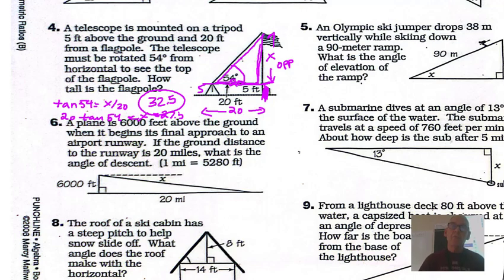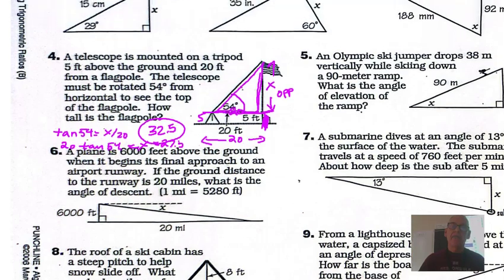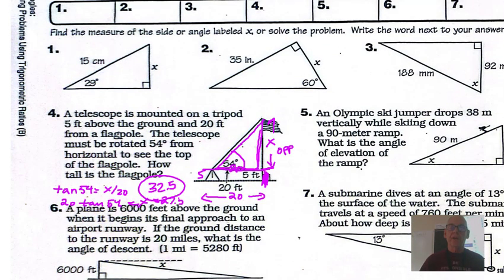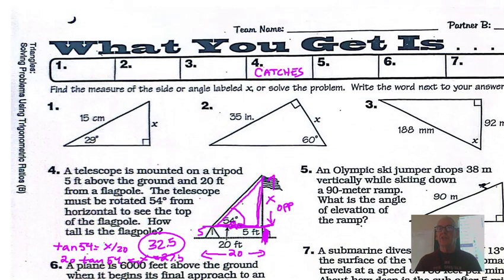But from the original problem, we got to add this extra 5 onto it because all we found was this part right here. There's 5 more because we're starting 5 up from the ground with the telescope. So 32.5 is the answer for this one. Now, I don't know if it's rounded or not, but over here, yeah, oh, so 32.5. This one goes with catches.